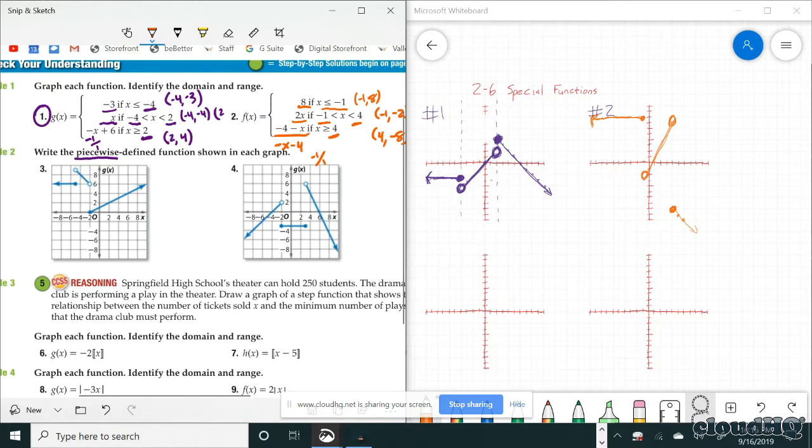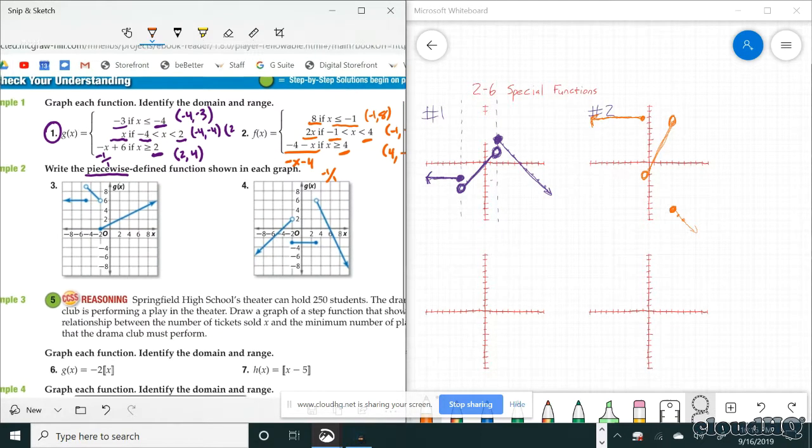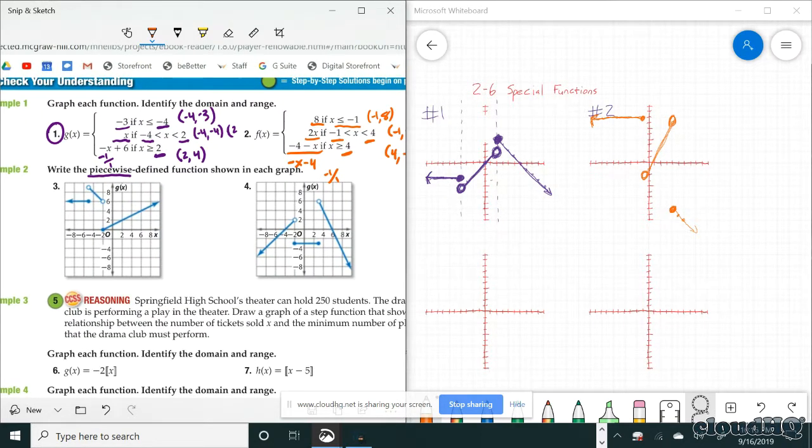So now if we look over here on the left, they give us a couple of pictures, and they want us to write the piecewise function. They do tell us right here g of x, not f of x, not h of x. It's not really that important. But there are 3 pieces. Make the bracket here. Leave room for 3 parts.